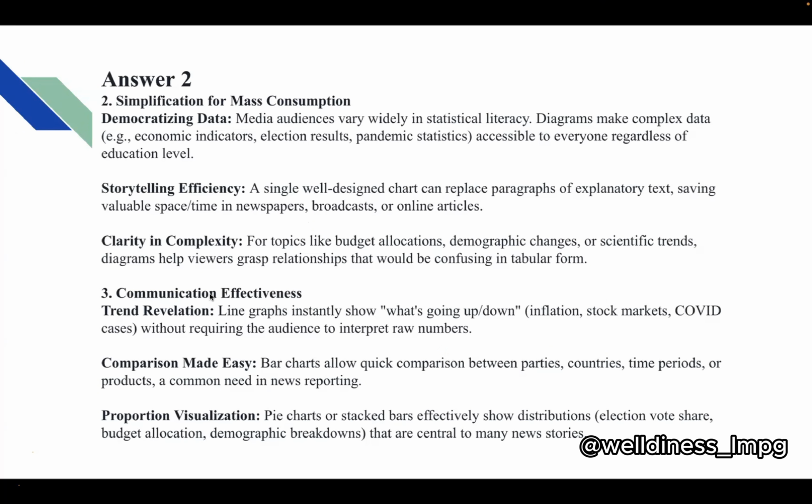Now, communication effectiveness, trend revelation. Line graphs instantly show what's going up and down, like inflation, stock markets, COVID cases, like I mentioned earlier, without requiring the audience to interpret raw numbers. Comparison made easy. Bar charts allow quick comparison between parties, countries, time periods, or products, a common need in news reporting. Now, proportion visualization. Pie charts or stack bars effectively show distributions, election vote share, budget allocation, demographic breakdowns, and so on and so forth, that are central to so many news stories.